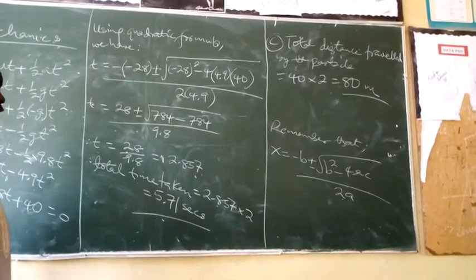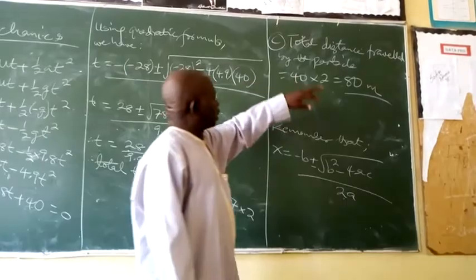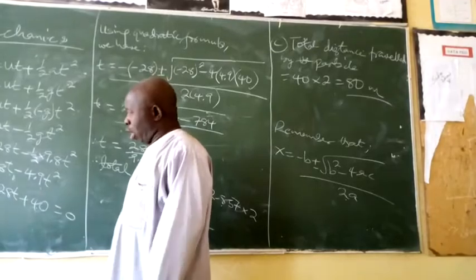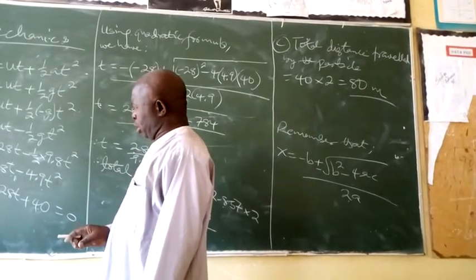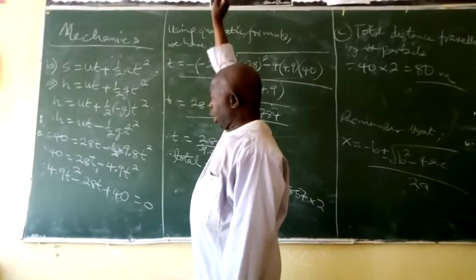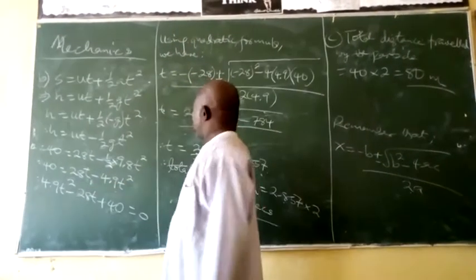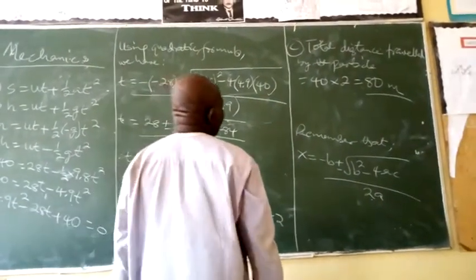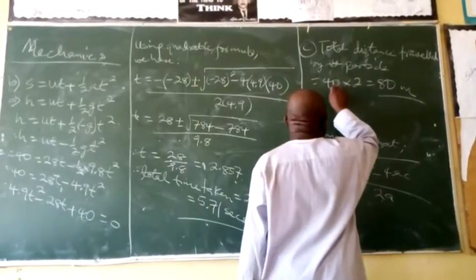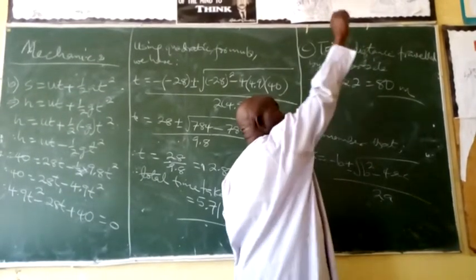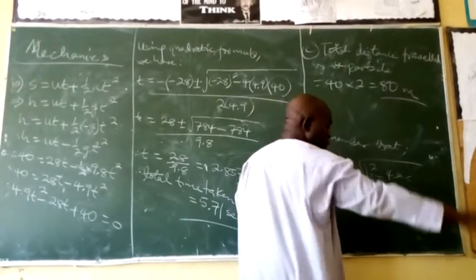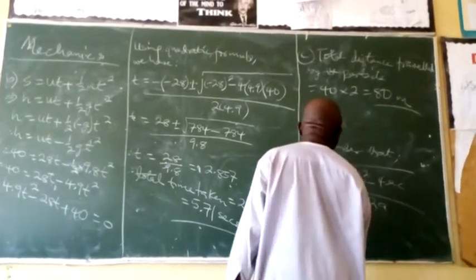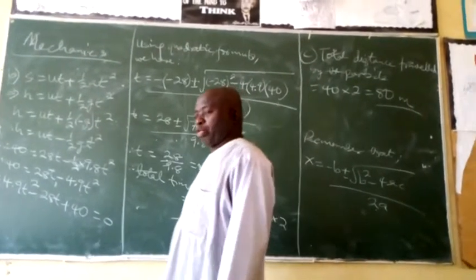Then, for the C part, to calculate the total distance traveled, we had earlier calculated that the distance traveled from the initial position O to the highest point is 40. That had earlier been calculated in the A part, meaning that H is 40. So we multiply that 40 by 2, since the particle also travels from the highest position back to the initial position O. So 40 times 2 is 80 meters. That is the total distance traveled by the particle.